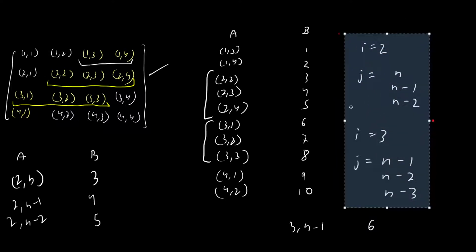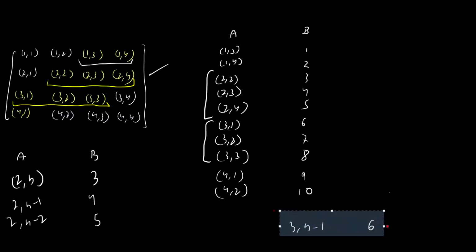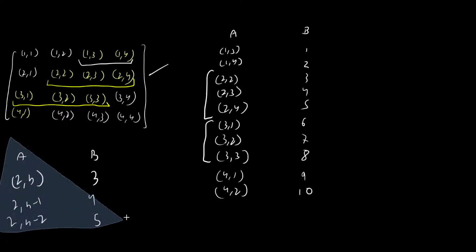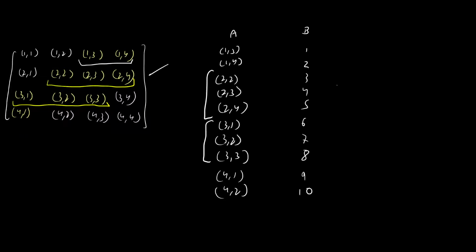Let us forget this as well, and this as well. So if it's 2 comma 2, we can see it's 3. As i increases from 2 to 3, the index also increases, and as j increases 2, 3, 4, the index also increases. So you have to find a formula in which both of these are considered.